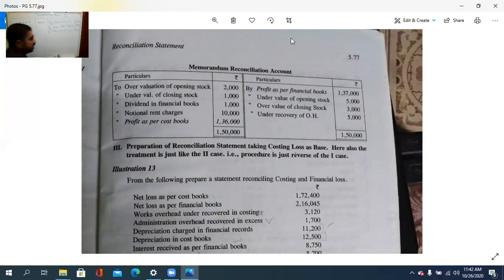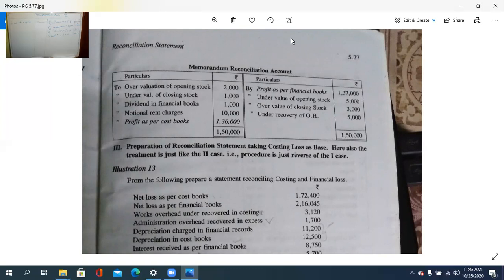Then by under recovery of overhead, which overhead? Office overhead, isn't it? So it is 5,000. 1,37,000 plus 8,000, isn't it? 1,50,000 is the total. Here, to over valuation of the opening stock: the items deducted there come here on the debit side, that is the payment, and the other is receiving.